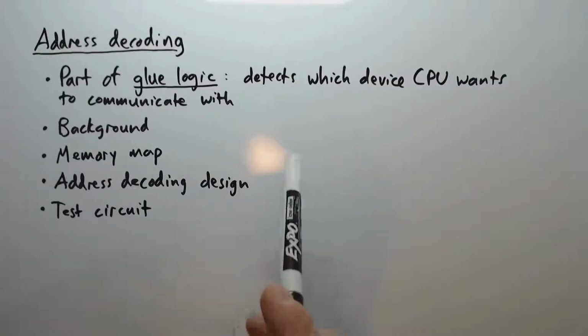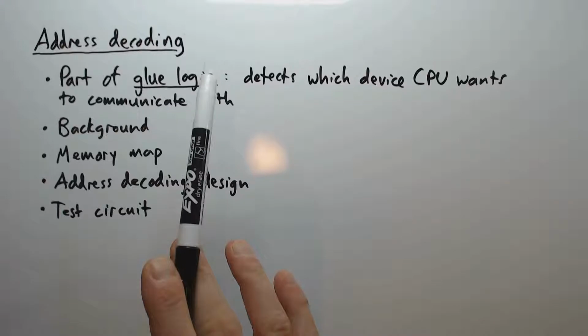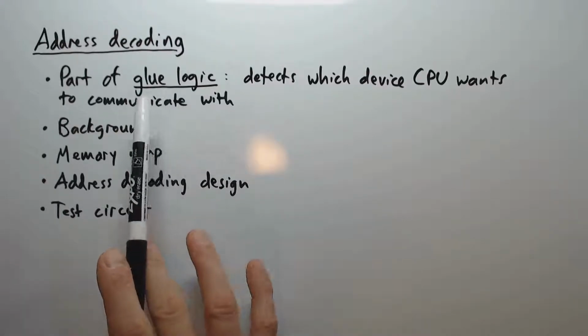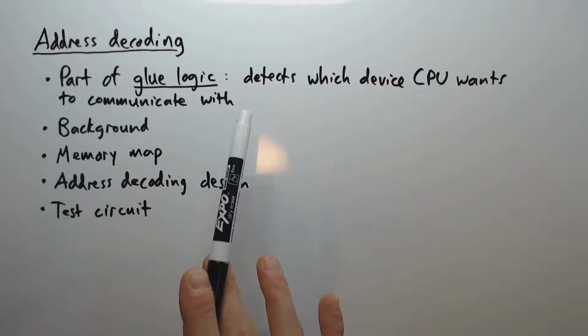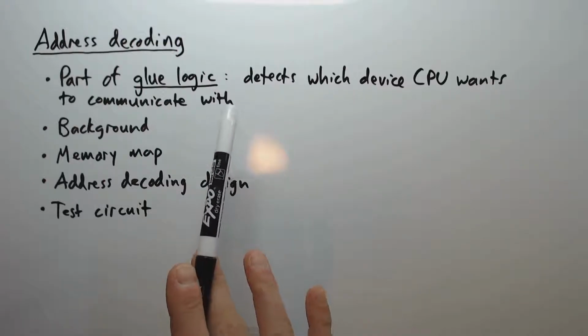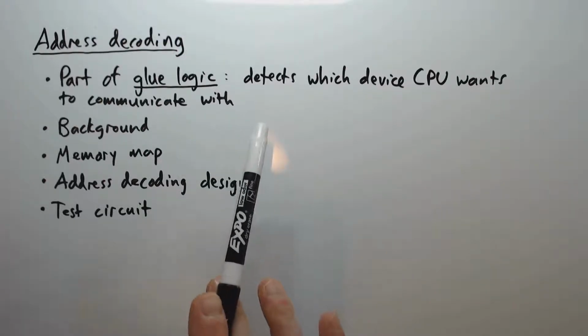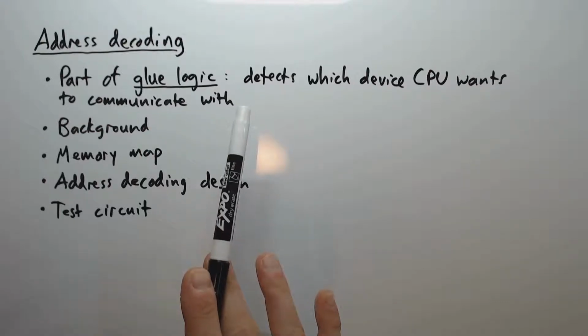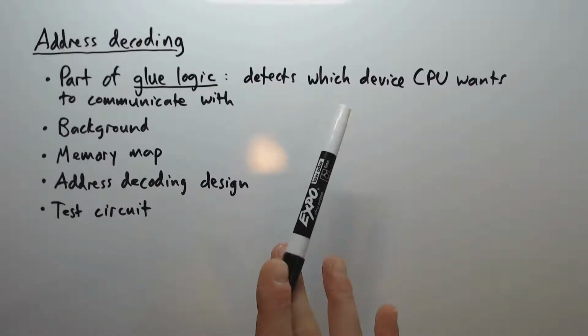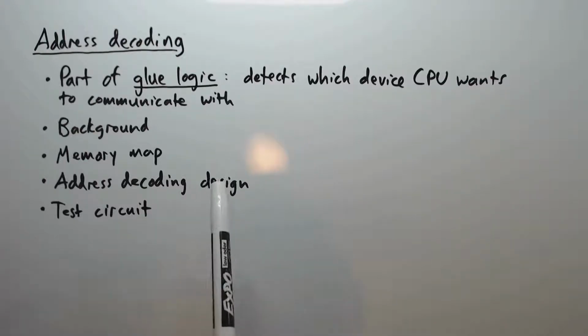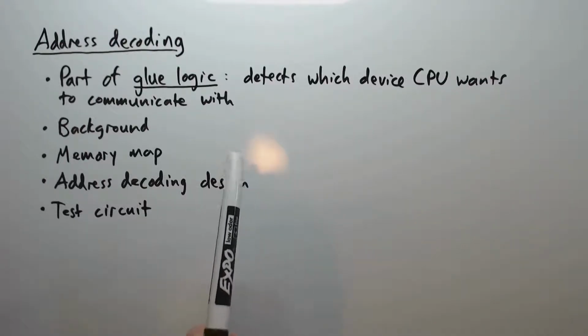Okay, welcome to episode 8. In this episode, we'll talk about address decoding. Address decoding is one of the functions of the glue logic, which generically helps the CPU communicate with devices such as memory devices and peripheral devices. The address decoding logic in particular is designed to detect which specific device the CPU wants to communicate with based on the address that the CPU is generating.